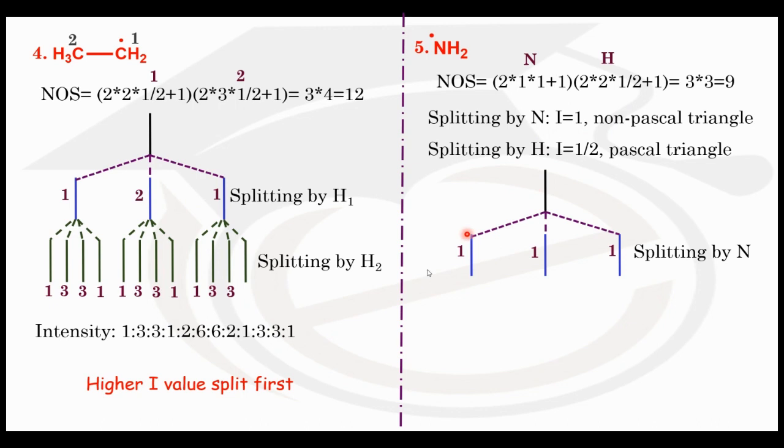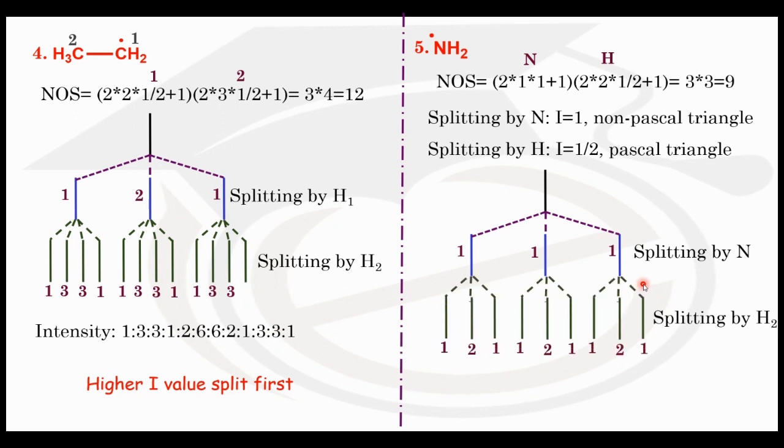Here first nitrogen splits the signal into 3 and the ratio will be 1:1:1. Then hydrogen will split it into 3 and the ratio will be 1:2:1 because it is based on Pascal triangle. So overall intensity will be 1:2:1, 1:2:1, 1:2:1. So this is the splitting.